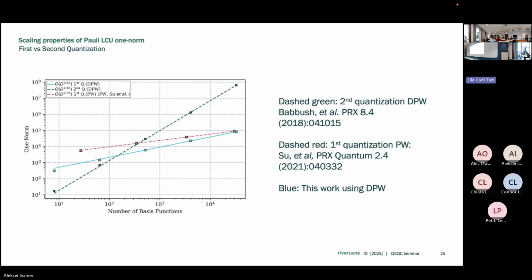And what we see is that their norm has a better asymptotic scaling, but for a reasonable number of basis functions, in the non-asymptotic regime, the norm from the real space representation, the first quantization, is actually lower. So even though you don't do well asymptotically, there is some regime where you can still get some advantage over the previous algorithm. I guess the point of this is that it's not only asymptotics which are important, but also how it behaves in practice.